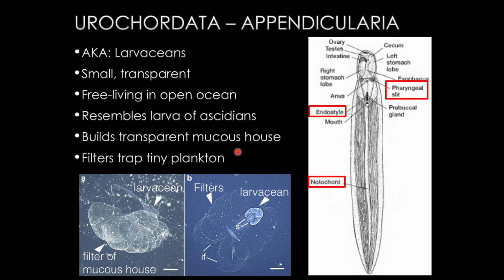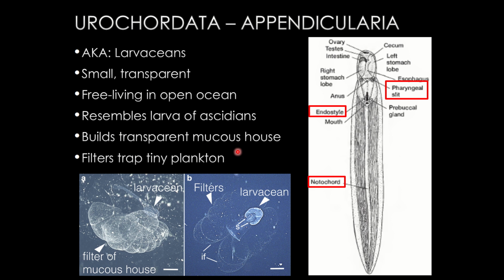What are the characteristics of a chordate? Post-anal tail, exactly. Okay, so where's its mouth? Can you see its mouth and its anus? See, mouth and its anus, and then it has a tail. Good job.